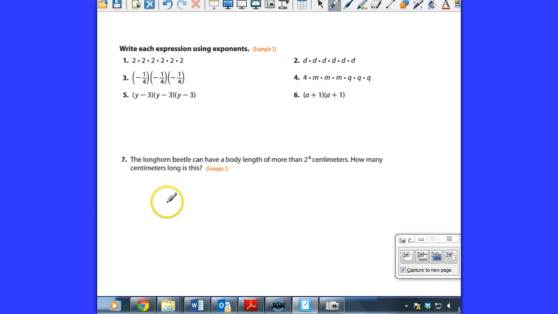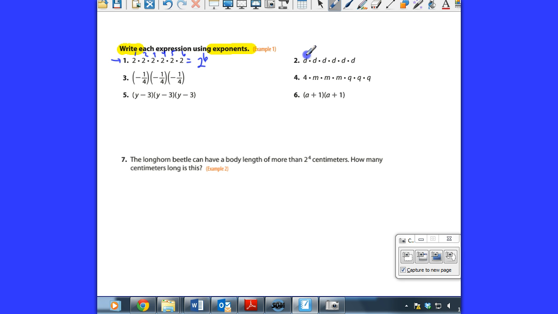On this page, it says write each expression using exponents. Let's look at number 1: 2 times 2 times 2 times 2 times 2 times 2. Well, the instructions say write using exponents, so they don't necessarily want me to figure out the final answer here. Let's count them up: 1, 2, 3, 4, 5, 6. I have 6 2's multiplied, so that's 2 to the power of 6.